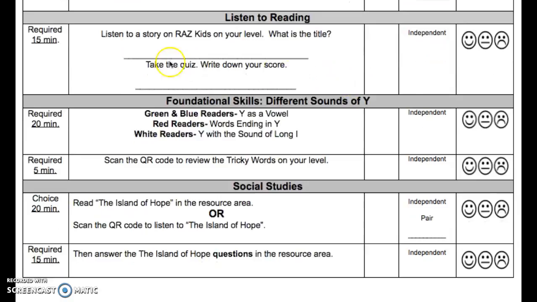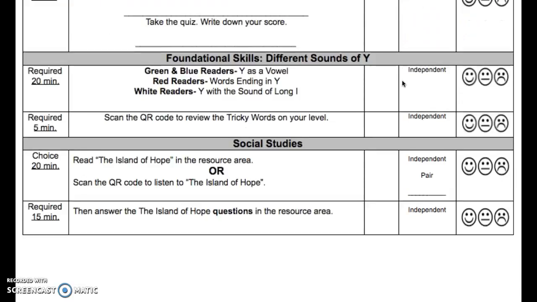For listen to the reading this week, we're still doing Raz Kids, 15 minutes. Listen to a story on Raz Kids on your level. What is the title? The title goes on the line. Then take a quiz and write down your score. Your score goes on the line. Independent, reflect when you're done.